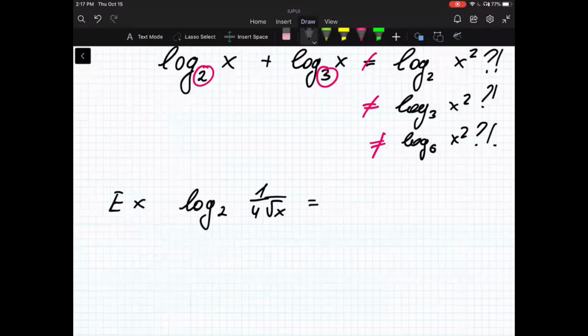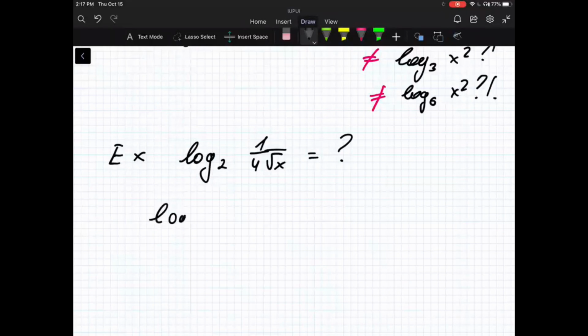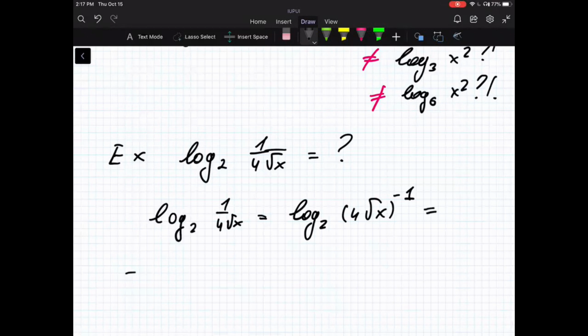How to do that? Again, using the properties. First of all, I can write that this logarithm is the same as a logarithm with base 2 of 4 square root of x to the power -1. And then using the third property about powers, I can put the power in front of the logarithm, so it's -1 times logarithm with base 2 of 4 square root of x.